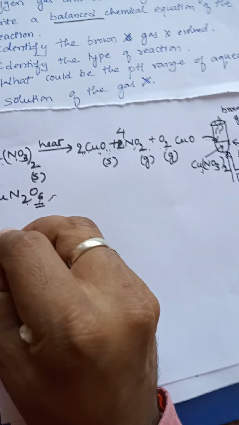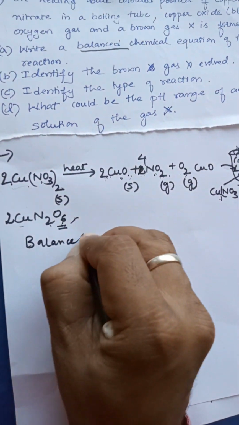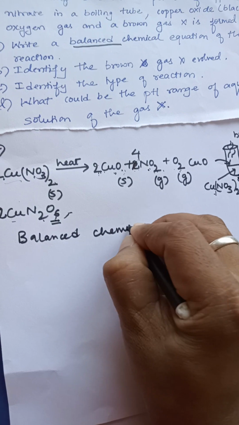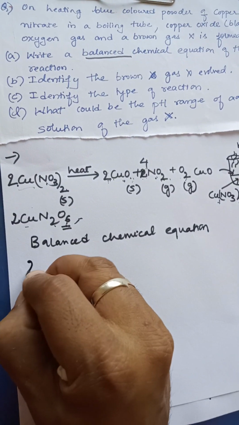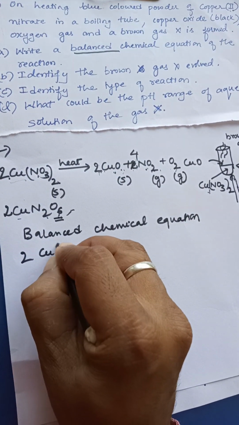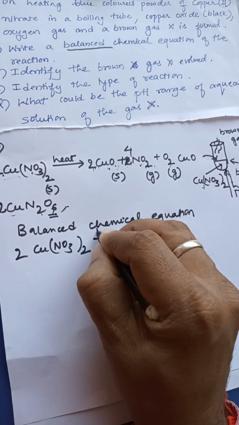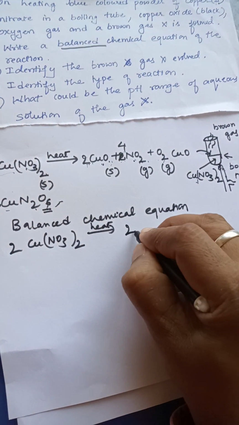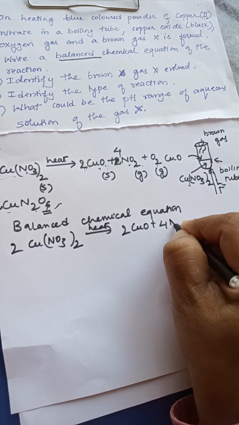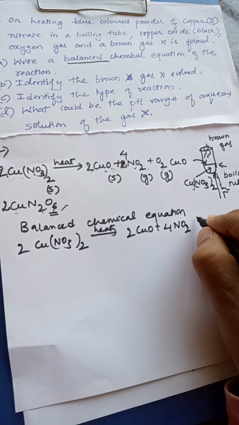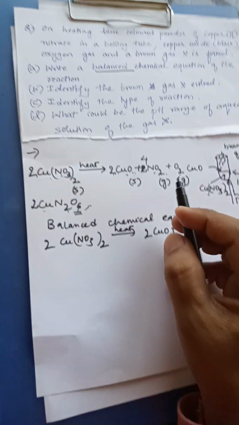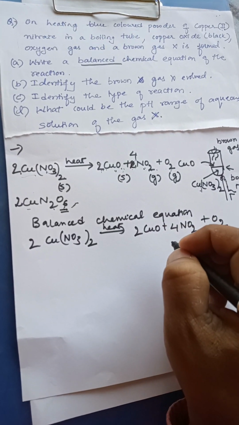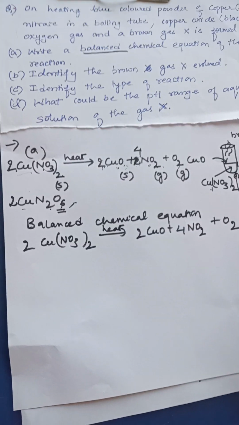So the balanced chemical equation. Let us rewrite the balanced chemical equation. So the balanced chemical equation is 2CuNO3 upon heating forms 2CuO plus 4NO2 plus O2. So this is the balanced chemical equation of the given reaction. So we have answered the first sub-question A, wherein we have to write the balanced chemical equation.